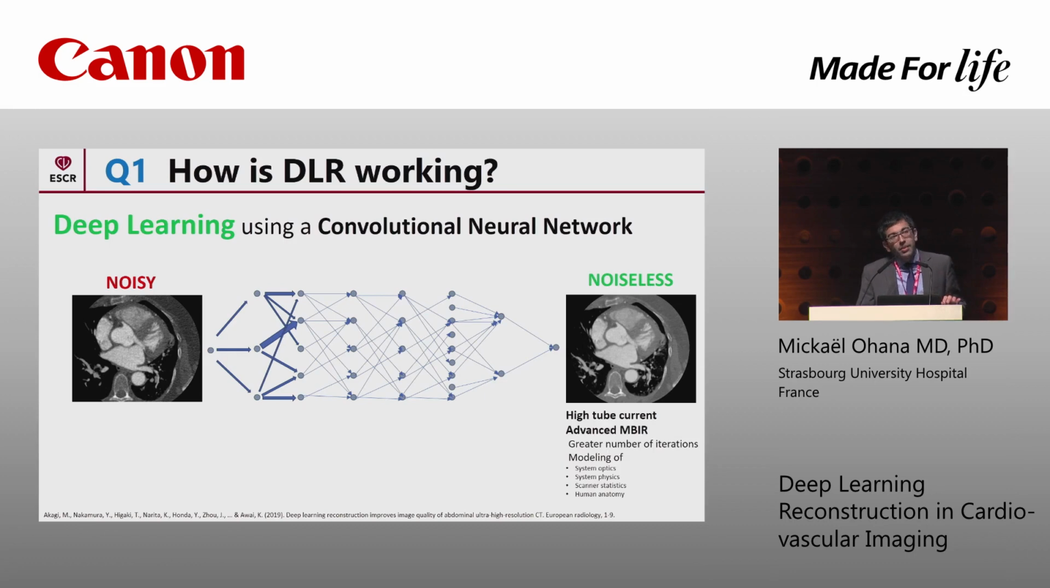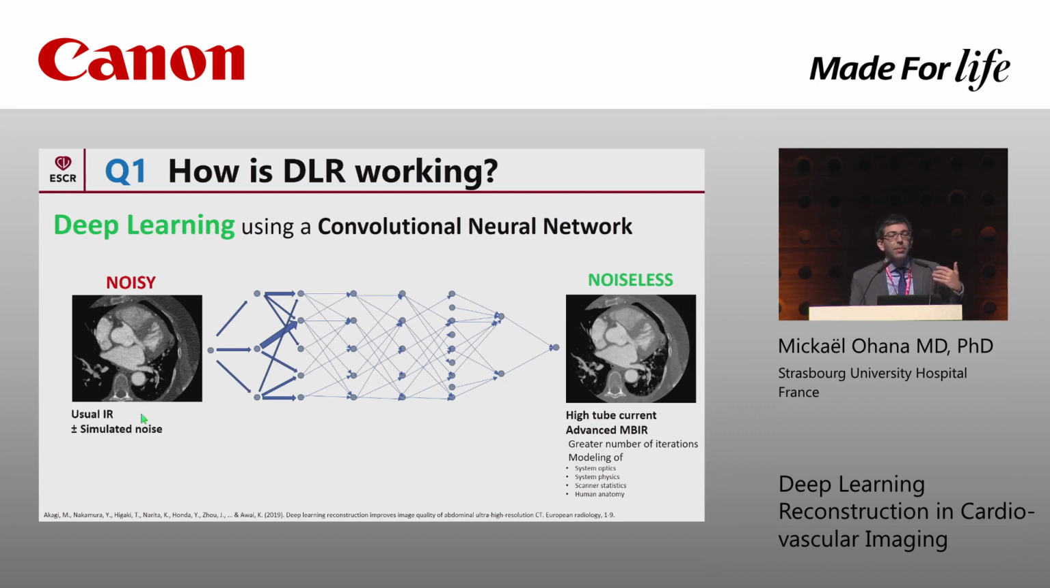This is obtained with examinations that are acquired with very high tube current, so a higher radiation dose than usual, and which are reconstructed with advanced model-based iterative reconstruction with a higher number of iterations and a more advanced modeling of all the system optics, physics, and so on. Which means that in order to get these images, you need a few hours of reconstruction. And then you have the noisy images.